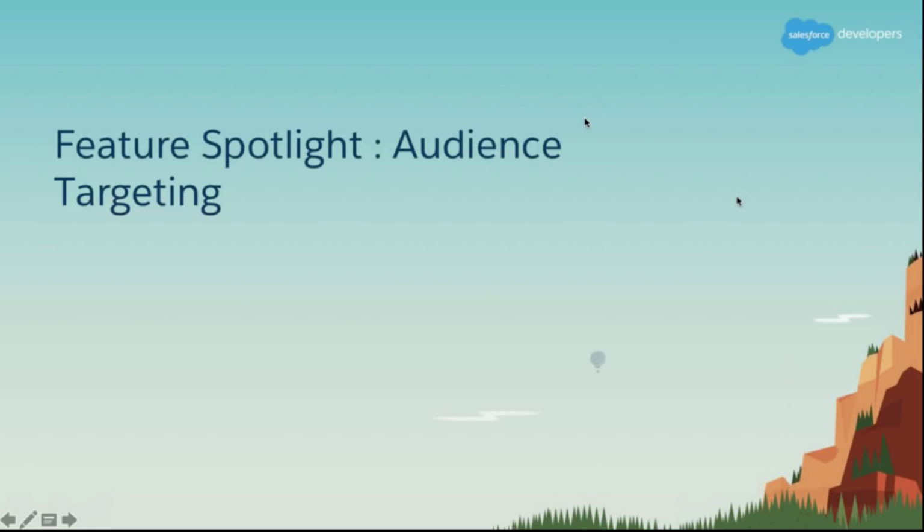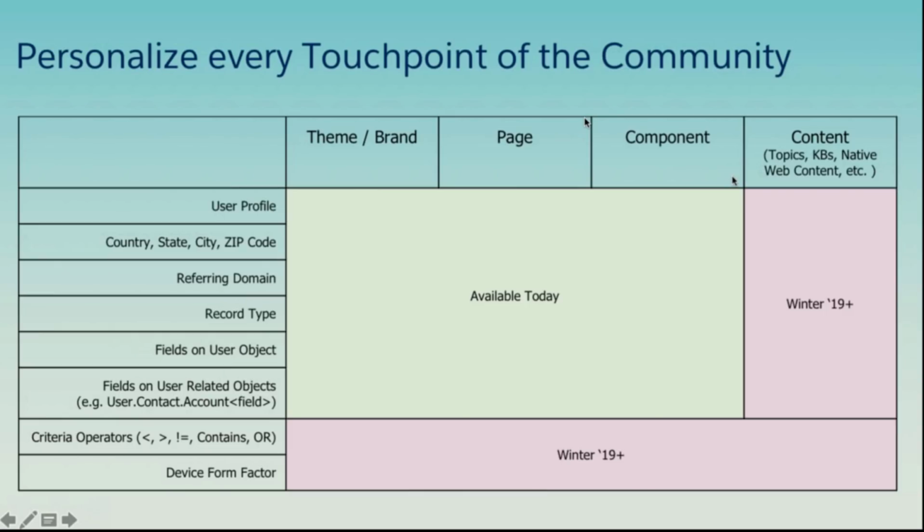This is where audience targeting comes in. If you've been with us for a while, I think this matrix will probably make sense. But for folks who've not been with us, a quick overview. Audience targeting gives you the ability to create different user segments, using different criteria. You could use criteria like user profile or location, referring domain, record type, or even your CRM data. So if you want to show experience A to your users in San Francisco, and experience B to your users in New York, this platform enables you to do that.